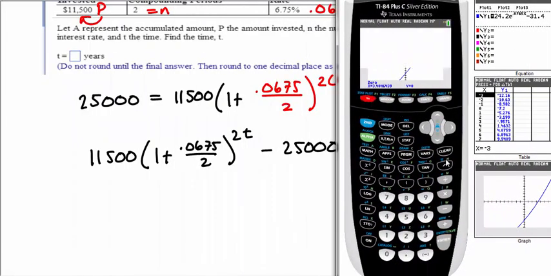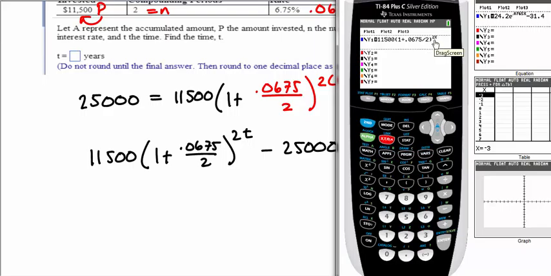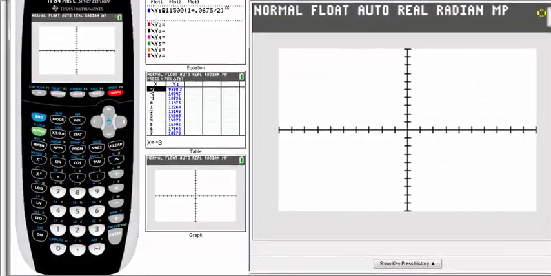Okay, so what's y equal? We have 11,500, parentheses, 1 plus 0.0675 divided by the 2 compounding periods, close parentheses. And then in my exponent I need my 2x. Now if you have a caret key that shows up instead of exponents, make sure you have parentheses around the 2x. And then I have to subtract the 25,000. Now I'm looking for t, and it says round to one place is needed. So let's see what we get here for a solution.